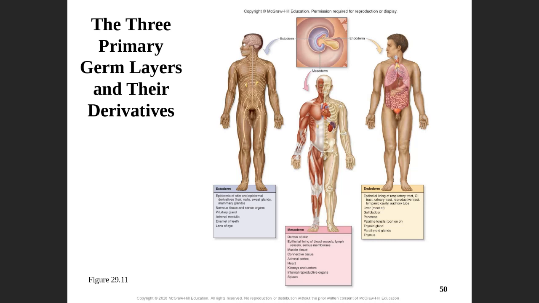So this slide will show you a pretty good idea of the derivatives from the primary germ layers. I do suggest that you take a quick glance at this, read this over, see what we're dealing with here. This is just one of those issues in which it's pure memorization. But if you understand the derivatives of these primary germ layers, it'll help your understanding later on when you get to some more advanced concepts in regards to pathologies of these layers.